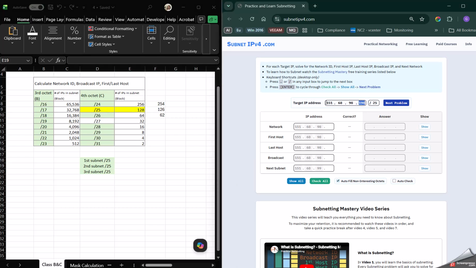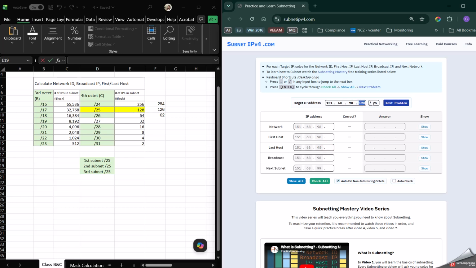Okay, I'm looking at here. First of all, I know that these three, first, second, and third octet, they're always the same because it's a slash 25, and I'm working on the fourth octet, which means the first three are the same. So I can autofill. Now, we're working on the last one, and I can see it's 198.